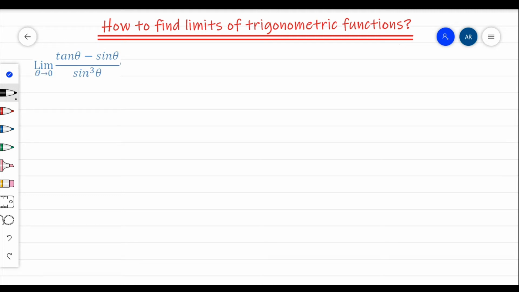Let's begin our lesson. You can see on my whiteboard that a trigonometric function is given to us and we need to find its limit when x approaches 0. Let's apply the limit directly.